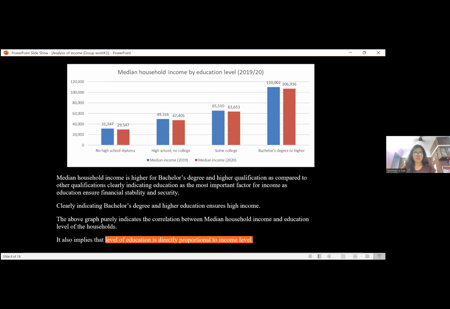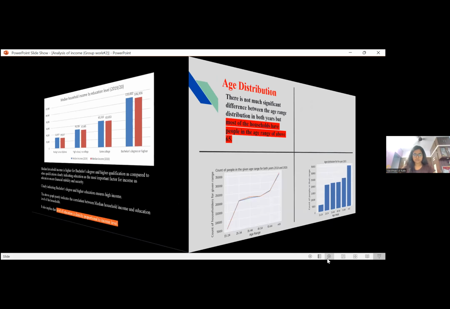So median household income is higher for bachelor's degree and higher qualification householders as compared to other qualifications, which clearly indicates that education is one of the most important factors for income, as education ensures financial stability and security, and that a bachelor's degree and higher education ensure high income. So the above graph indicates that there is a direct correlation between median household income and the education level of the householders. It also implies that the level of education is directly proportional to the income level. Next slide, please.